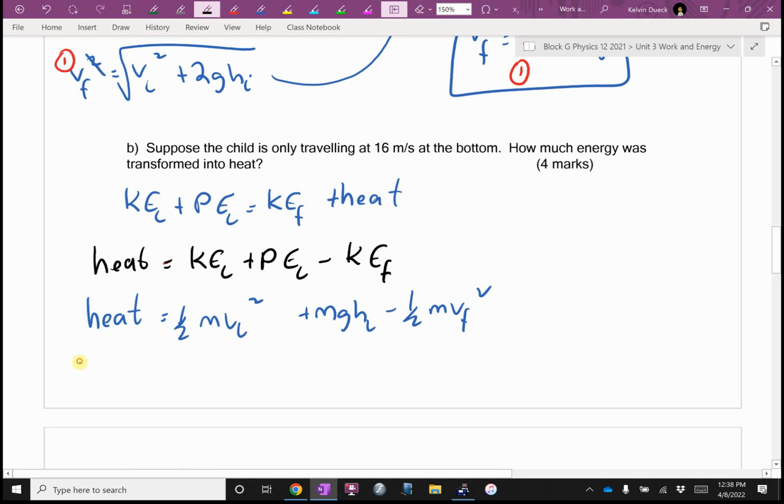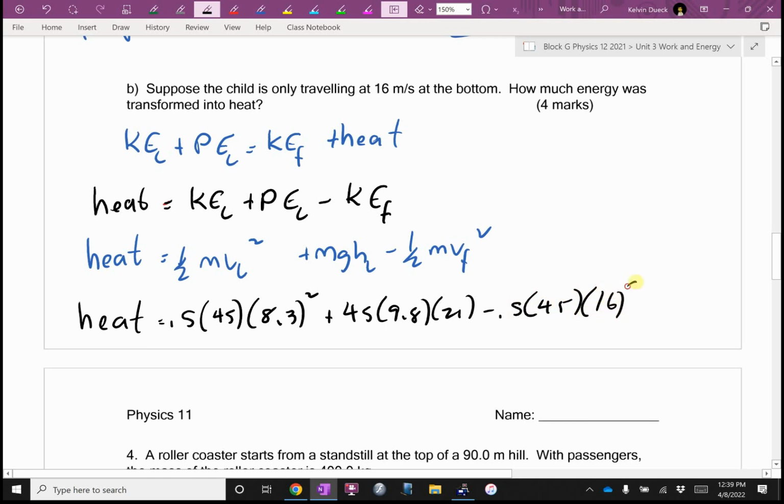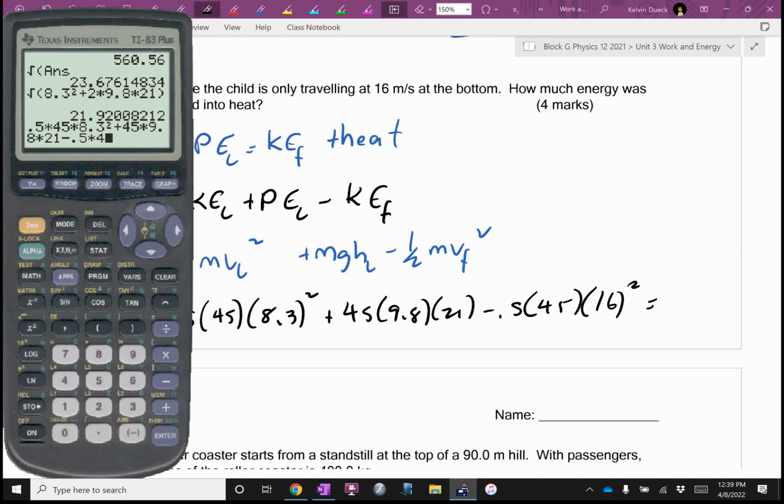Now let's plug in numbers. Heat is going to be 0.5 times, ooh, the m doesn't cancel this time because there's no m in heat, 45 times 8.3 squared plus 45 times 9.8 times 21 minus 0.5 times 45 times 16 squared. 0.5 times 45 times 8.3, don't forget the squared, plus 45 times 9.8 times 21 minus 0.5 times 45 times 16, don't forget the squared. Do y'all get 5,051 joules? I'll go 5,050.